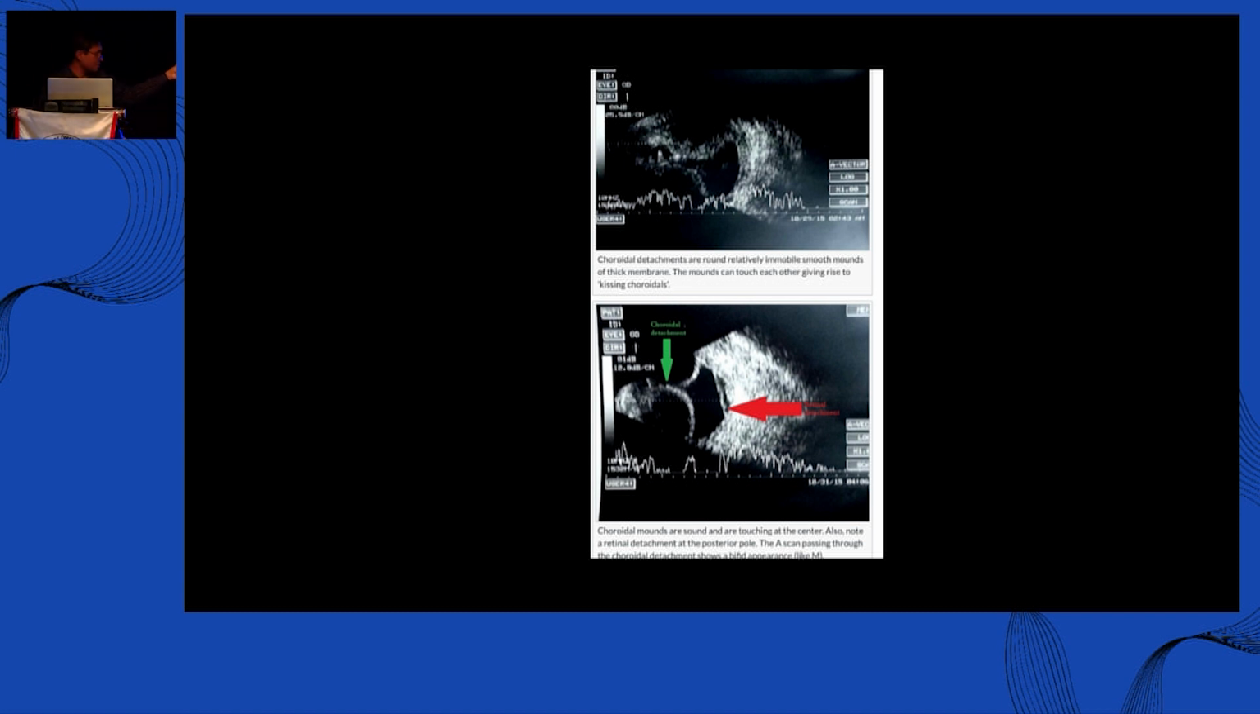The typical shape is obvious, and here the reflectors will be 100%. Usually, reflectivity will be equal to the sclera, the choroid. Usually they are equal, so even if you reduce the gain, it still doesn't go down. The choroidal detachment.